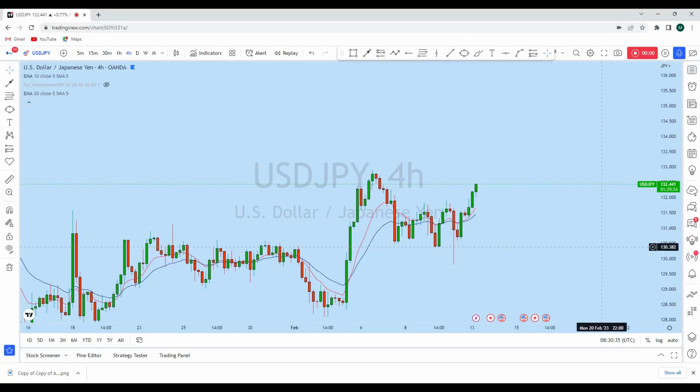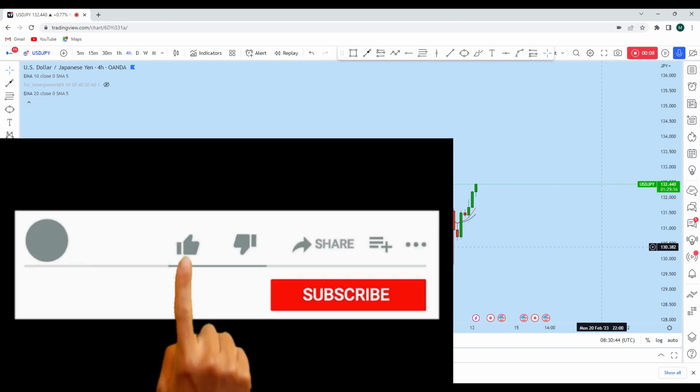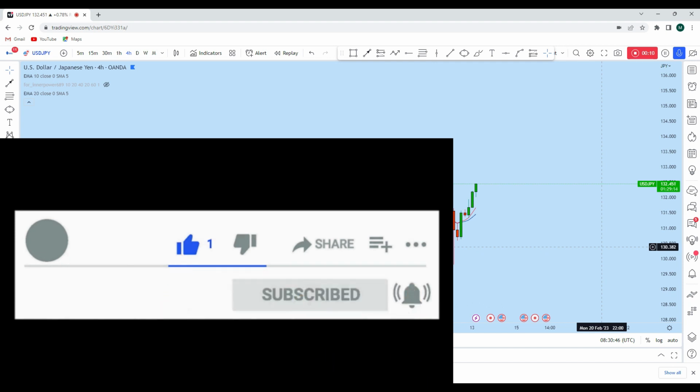What's up today? So let's do a complete multi-time frame analysis on dollar yen. Let's see what kind of trading opportunity currently you have in this instrument. Now, from the lower time frame perspective, we can find a significant trading opportunity in dollar yen.